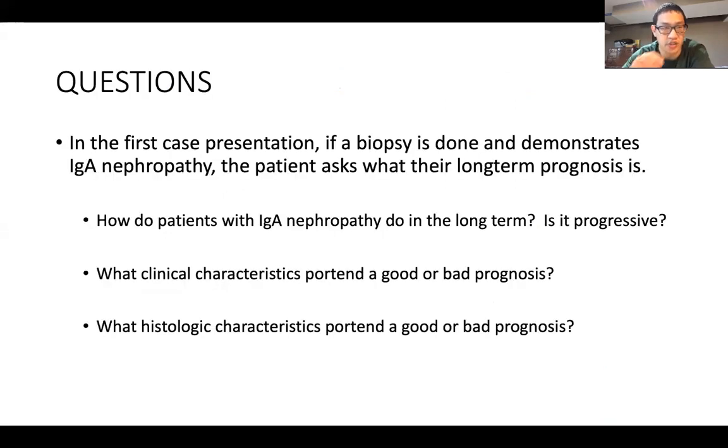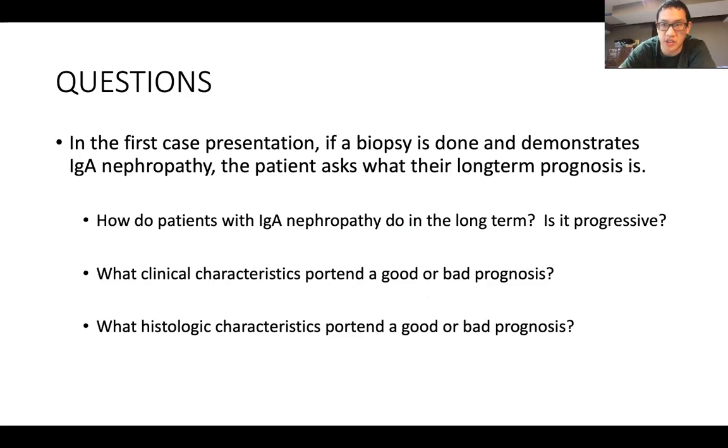So here are the questions I think are going to frame the rest of our talk. Let's take our first vignette, which is not uncommon. Let's say you even biopsy them and you have a biopsy that shows IgA. And the patient says, okay, what does that mean for me? I'm 35. Does that mean I'm going to need a transplant or dialysis? How do those patients do in the long term? Is it progressive? What clinical characteristics would say that this patient is going to do well or poorly? And then what on the pathology is going to say they're going to do well or poorly?